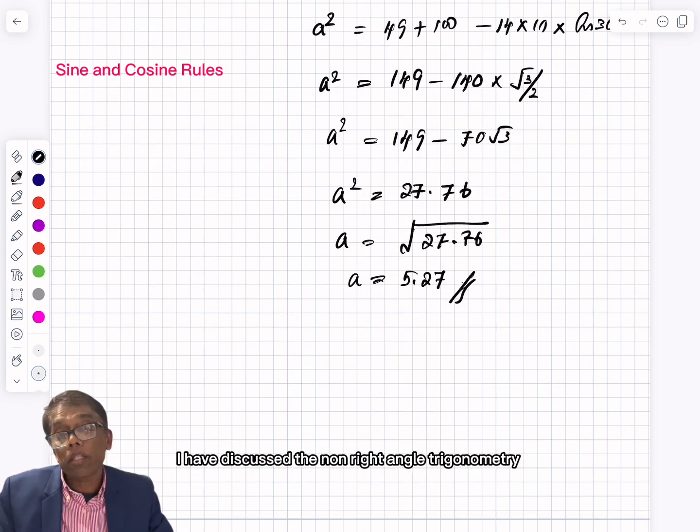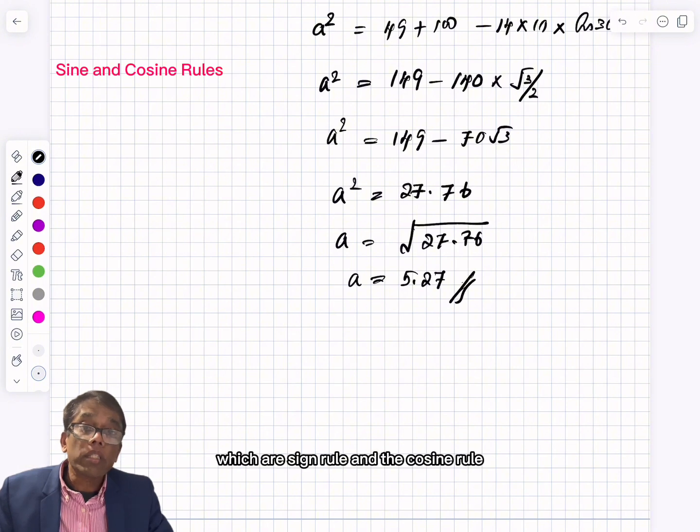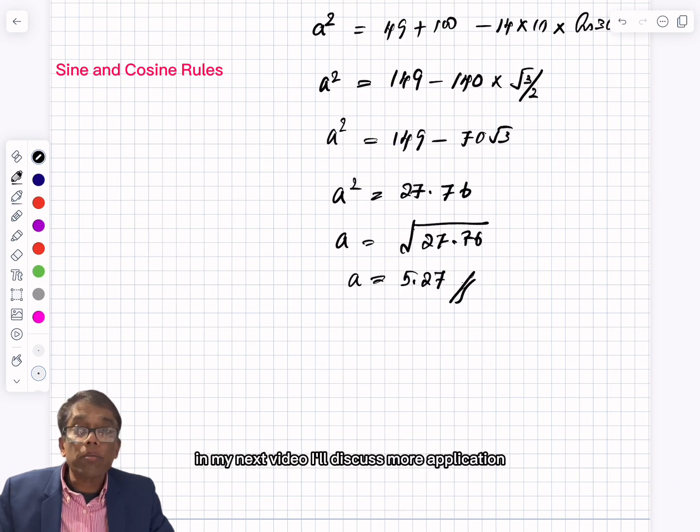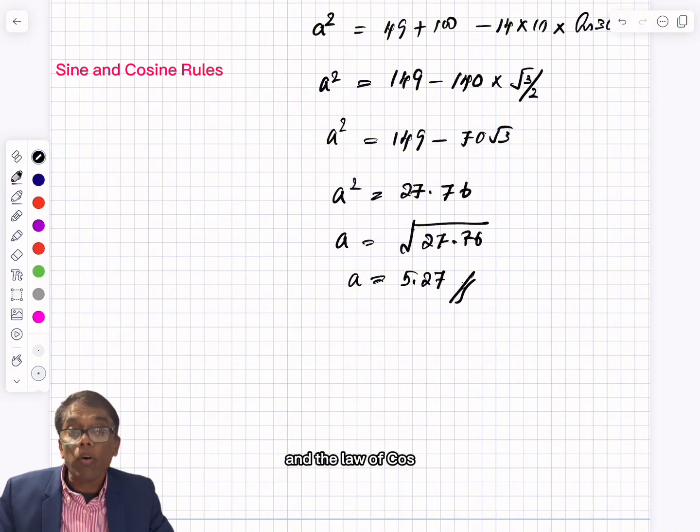Here I have discussed non-right angle trigonometry and two related rules, which are the sine rule and the cosine rule. Remember, the law of sines and law of cosines are your way to go for tackling these types of questions. In my next video, I'll discuss more application questions related to the law of sines and the law of cosines.